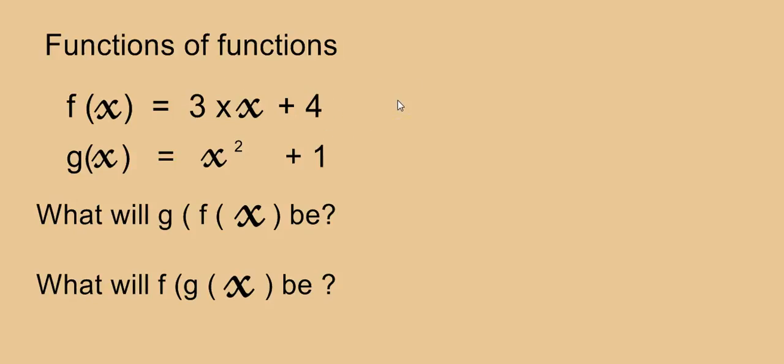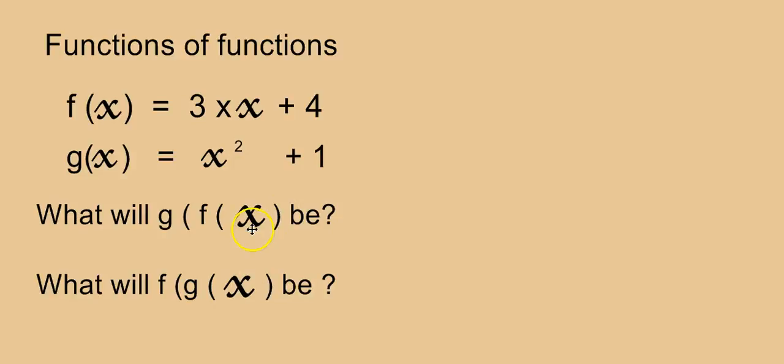Sometimes we can combine functions. We can find functions of functions. So if our f of x was 3x plus 4, and our g of x is x squared plus 1, what will g of f of x be? And what will f of g of x be? And I've left out a bracket there. Well spotted. Actually, I've left it out there as well.